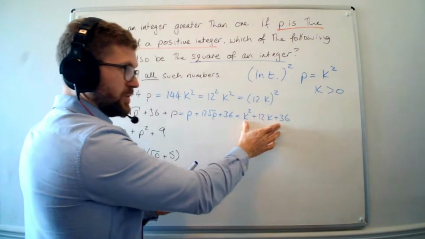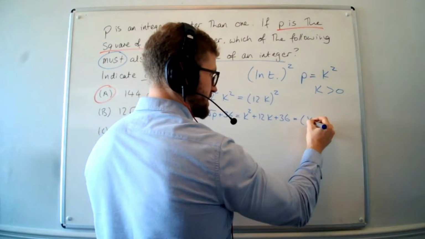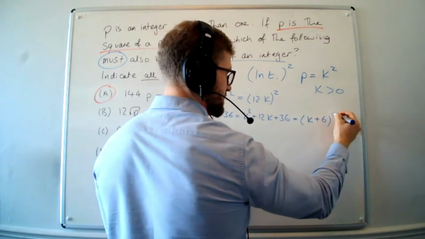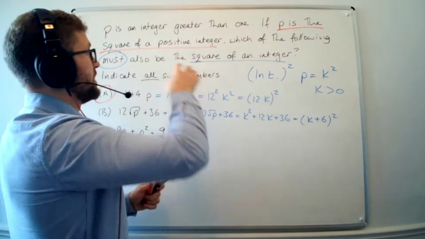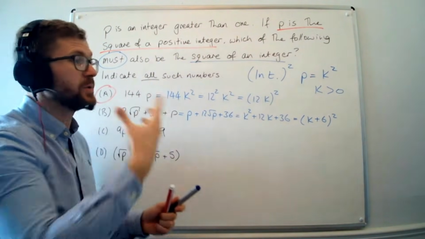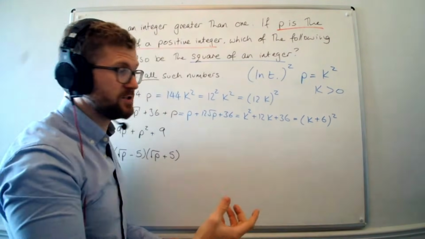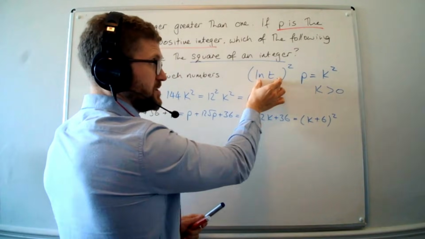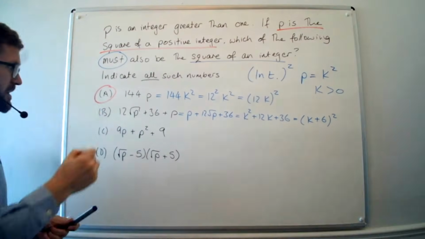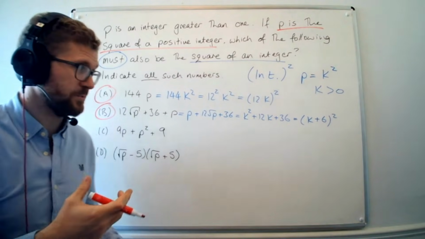But what I can do with this, if I can recognize this is one of the standard quadratics, I can put that straight into K plus 6 and squared. Now, as before, we know K is a positive integer, so K is an integer. If I add 6 to an integer, I definitely get an integer, and then I'm going to square it. So K plus 6, that's an integer squared, that's the format we were looking for, and so B is going to be one of our answers too.